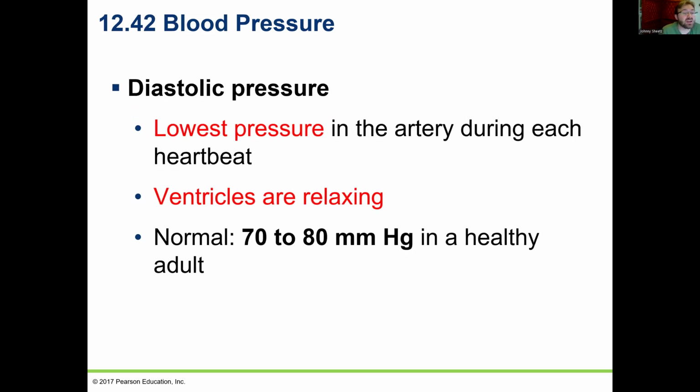Now, diastolic pressure is going to be the lowest pressure in the artery during each heartbeat. These are when the ventricles are relaxing. The normal range for this is 70 to 80 in a healthy adult. Again, it tends to be higher in larger people and higher in people who are stressed out more often.